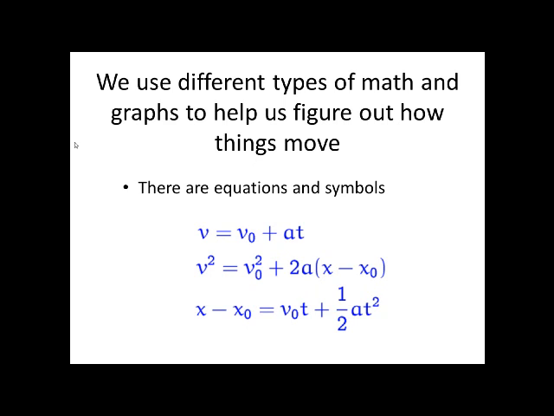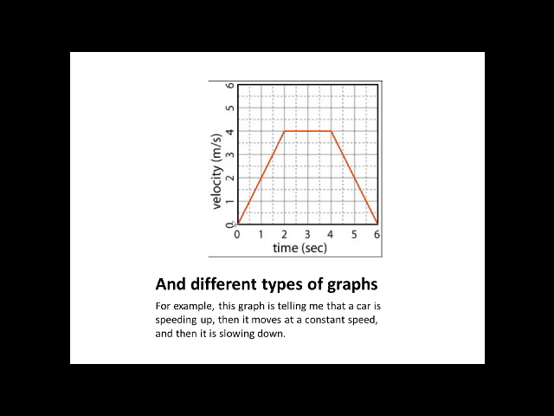These equations have symbols, like the V here, that stands for velocity. The A is acceleration, which is a change of velocity, and T stands for time. And these three equations here are pretty famous. They're called our kinematic equations, and they can help us understand how and why different things move in our world and our universe. We also deal with types of graphs.